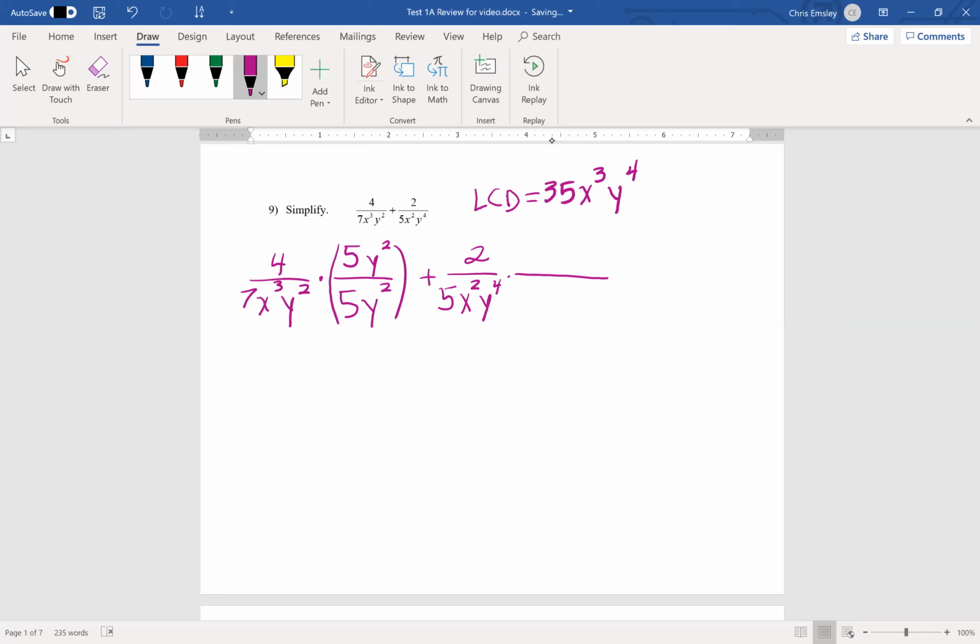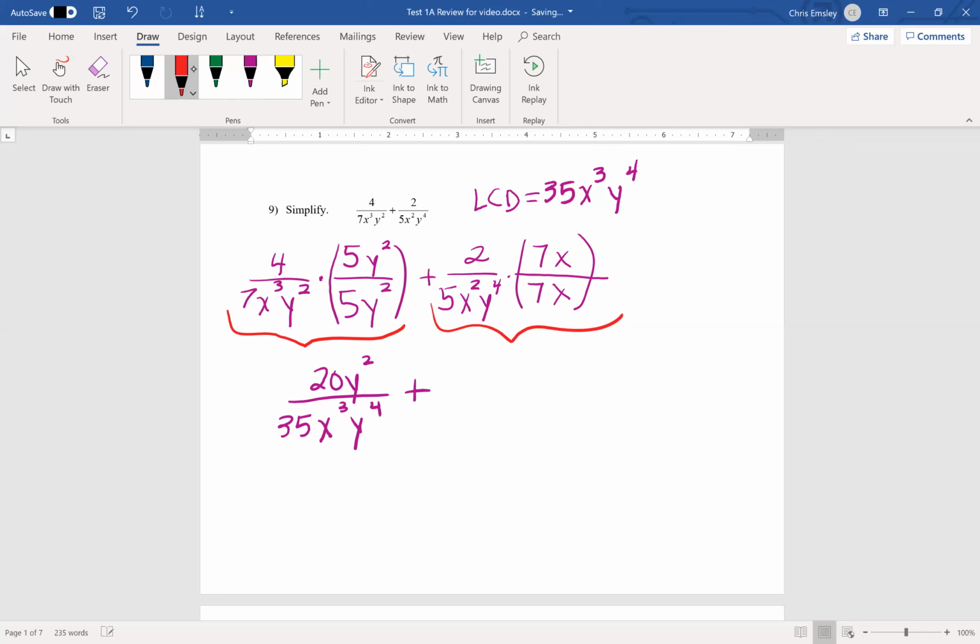This time I got to multiply the 5 by 7. X squared is what I have. X cubed is what I want, so I need to multiply the top and the bottom by x. Y to the 4th is what I have, and that's what I want for my LCD, so that's it. Okay, so again, before we add, simplify these two. So these two, when I multiply those together, I get 20y squared on the top and 35x cubed y to the 4th, which is that common denominator I was looking for.